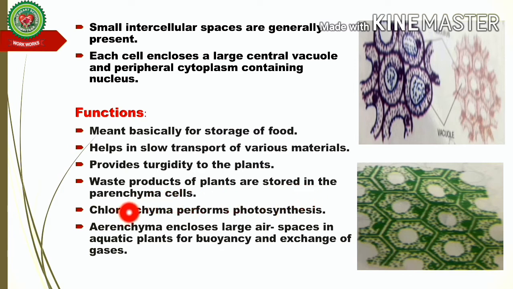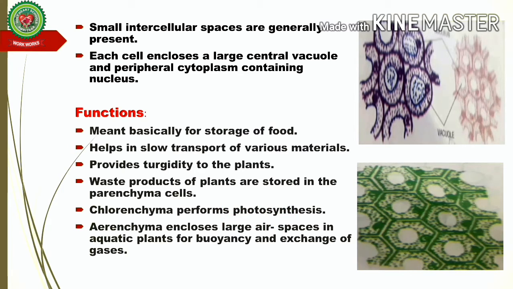Now what is chlorenchyma? It is a chloroplast containing parenchyma tissue and helps to perform photosynthesis. Parenchyma encloses large air spaces in aquatic plants for buoyancy and exchange of gases.